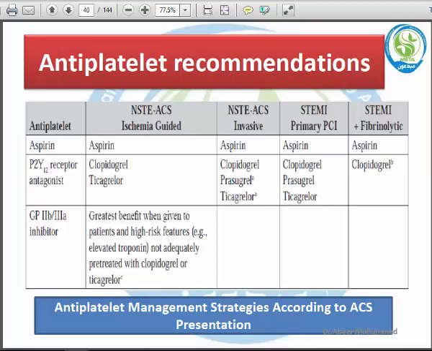Of course, aspirin with invasive therapy, in the case of non-ST acute coronary syndrome or STEMI with primary PCI, we can use clopidogrel, prasugrel, or ticagrelor, any one of them. In the case of STEMI where the patient received a fibrinolytic agent, we can just use aspirin and clopidogrel. We can't use ticagrelor or prasugrel in a patient who received a fibrinolytic agent.